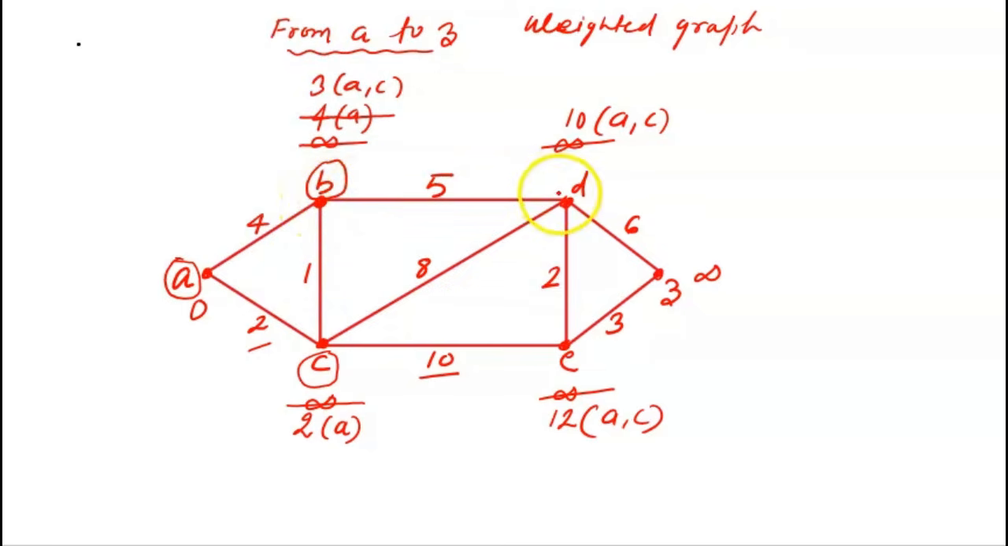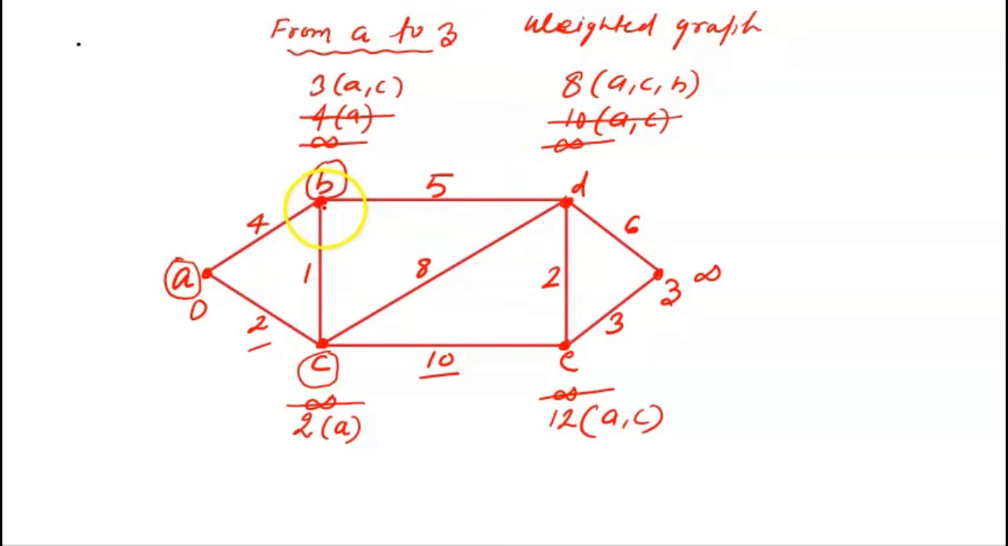So from B to D, if I move, the distance will be what? This is the distance 3, which is already assigned. So 3 plus 5 will be 8, and 8 is less than 10. So we can relabel it, and here I will write 8, A comma C comma B. I hope you are getting why we are writing this in the bracket, because I have arrived at D by starting at A, then moving to C, then to B, and then finally arriving at D.